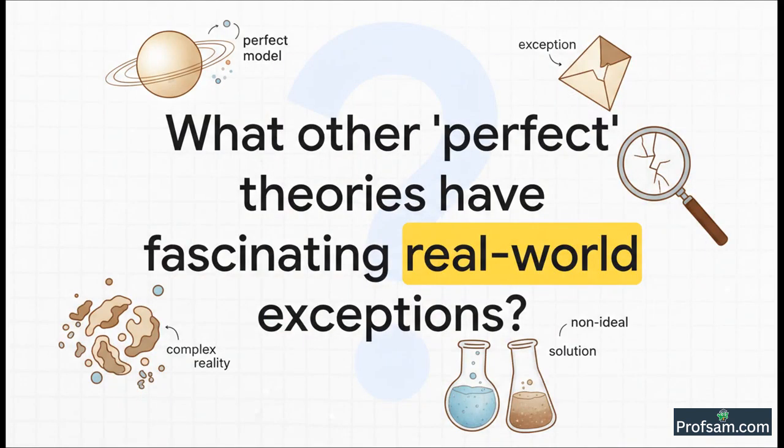You know, this idea of a perfect model versus a more complex reality is common throughout science, so I will leave you with a question to think about. What other perfect theories in science can you think of that have fascinating real-world exceptions which actually reveal a deeper truth?